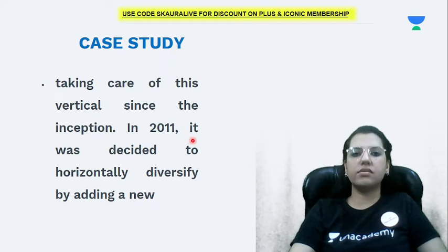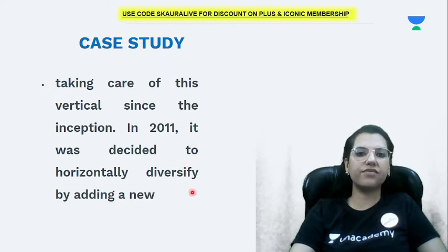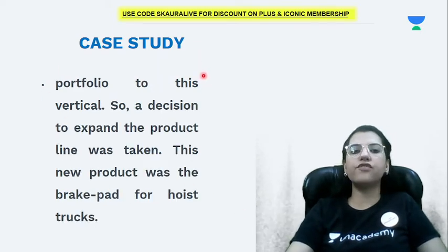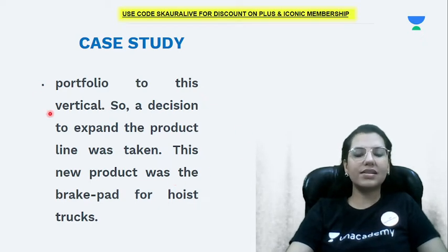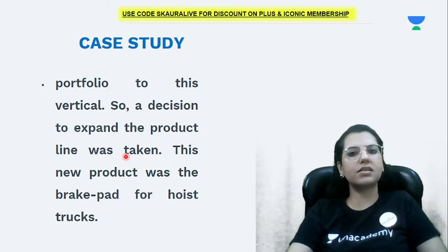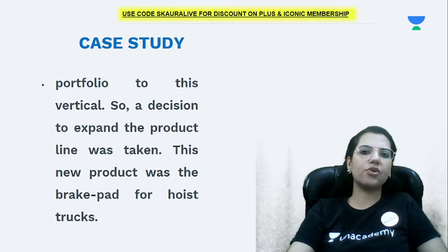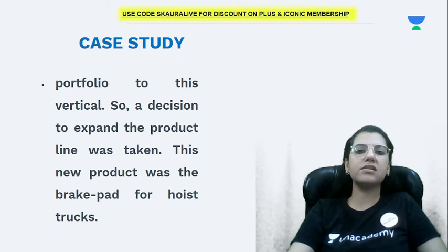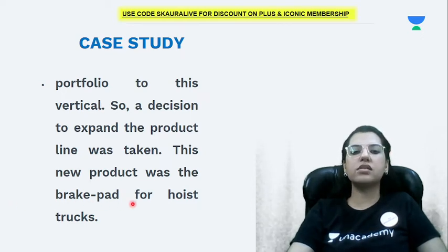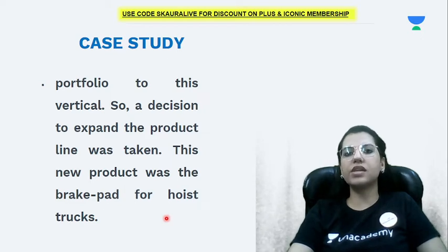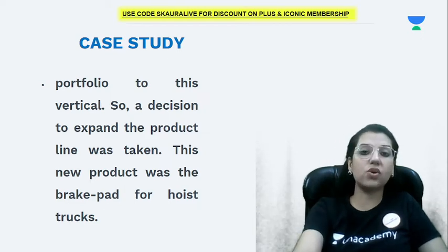In 2011, it was decided that they were going to diversify. There was a horizontal diversification, and what they did was add a new portfolio to this vertical. So a decision to expand the product line was taken. What was the situation? The firm is of car brake pads, and Mr. Hughes is the owner. But then they decided to diversify. They decided to expand by adding the brake pad for hoist trucks. Earlier it was only for cars, but now they have decided to expand their product range to trucks as well, and that too hoist trucks.